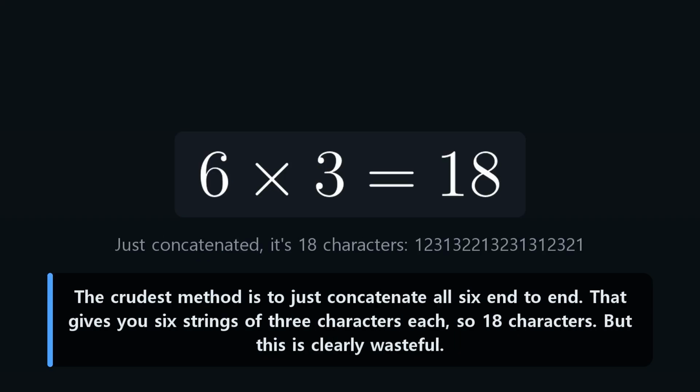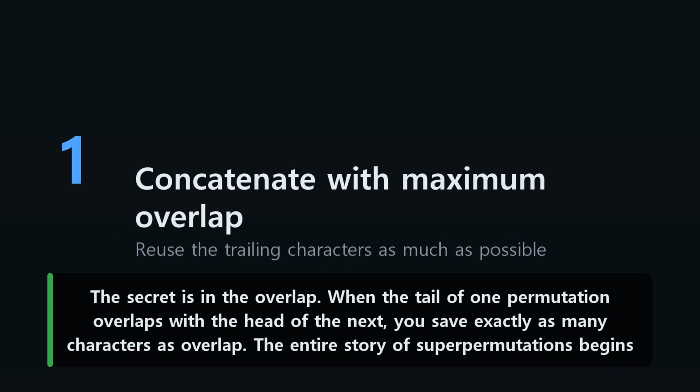The crudest method is to just concatenate all 6 end to end. That gives you 6 strings of 3 characters each, so 18 characters. But this is clearly wasteful. The secret is in the overlap. When the tail of one permutation overlaps with the head of the next, you save exactly as many characters as the overlap. The entire story of superpermutations begins with this overlap.